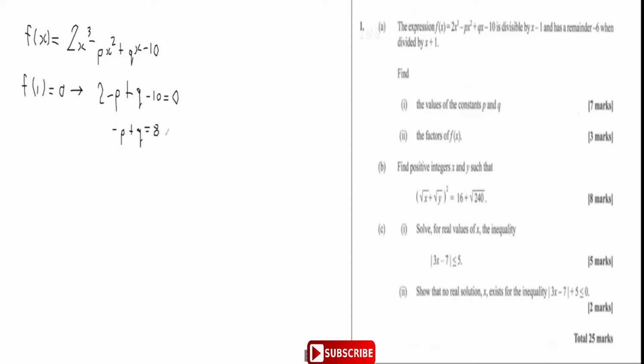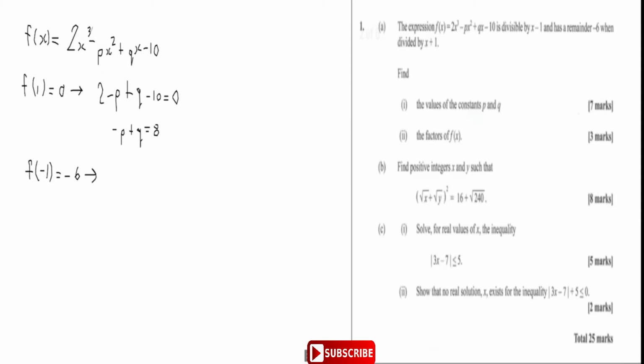They say now it has a remainder of minus 6 when it is divided by x plus 1. So what they're also telling us is that f of minus 1, because if x plus 1 is a factor, then it's f of minus 1. They're telling us that f of minus 1 is equal to negative 6. If f of minus 1 is equal to negative 6, then what they're telling us is plug in minus 1 here.